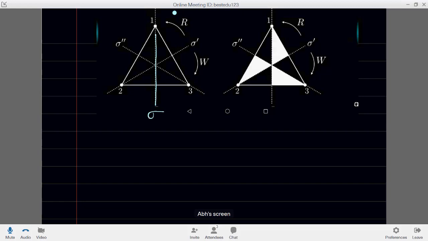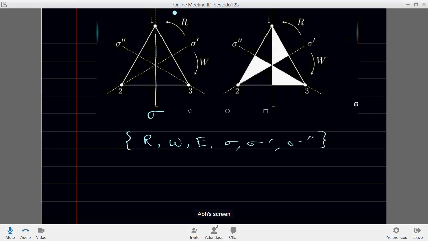Reflect around this, and there is a rotation. So how many reflections? You can see 3 reflections: sigma, sigma prime, sigma double prime. One rotation in the anti-clockwise direction, which looks like R, and another rotation in the clockwise direction, which is W. So what are the group of elements under which this equilateral triangle looks the same? There are 2 rotations, clockwise and anti-clockwise. There should be an identity and 3 reflections: sigma, sigma prime, sigma double prime.